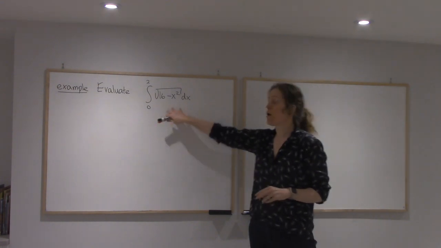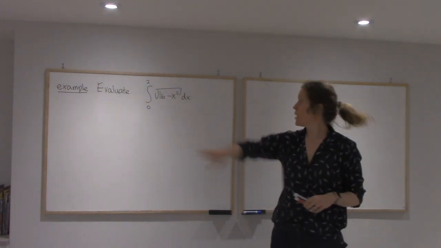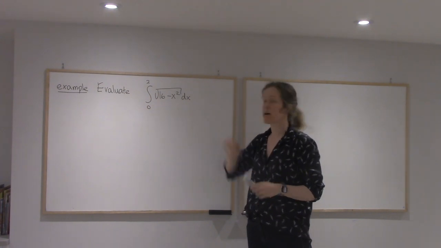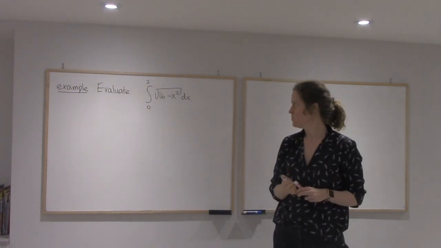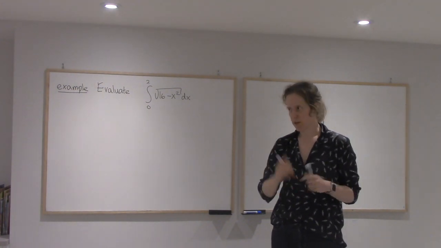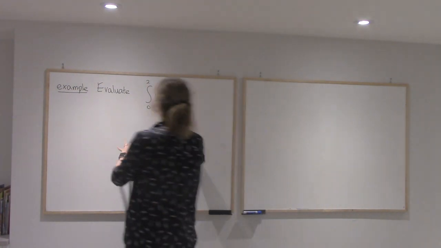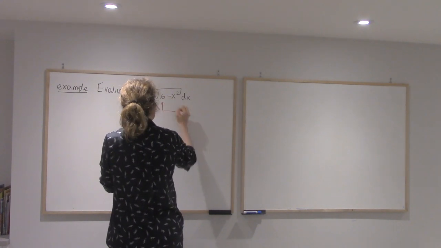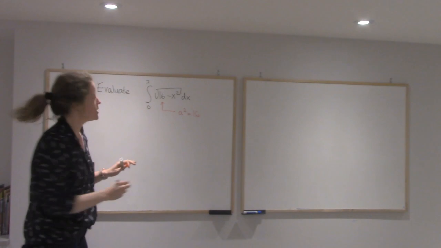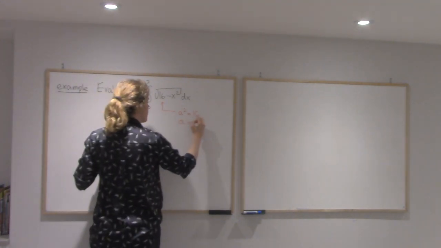In this video, I will solve this question. I will evaluate the integral from 0 to 2 of the square root of 16 minus x squared dx. This is a typical trig substitution. Since a squared is 16, I'm going to take a equals 4.